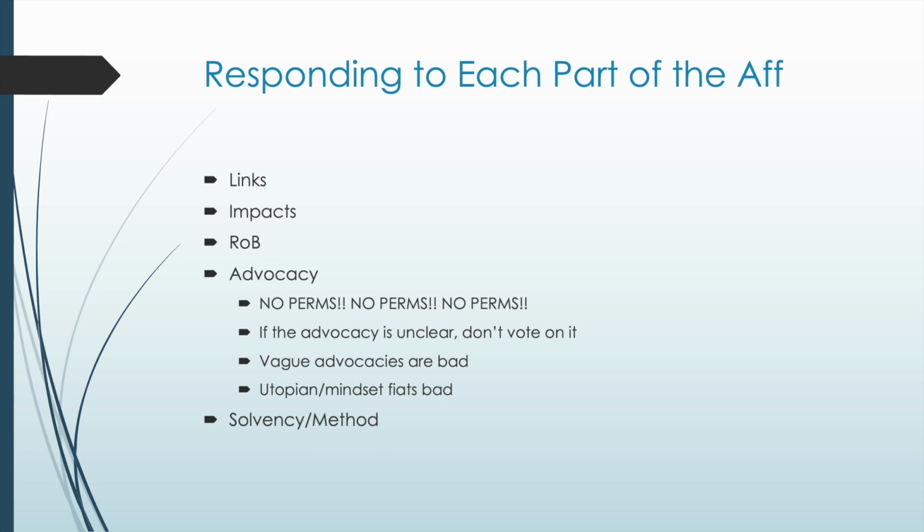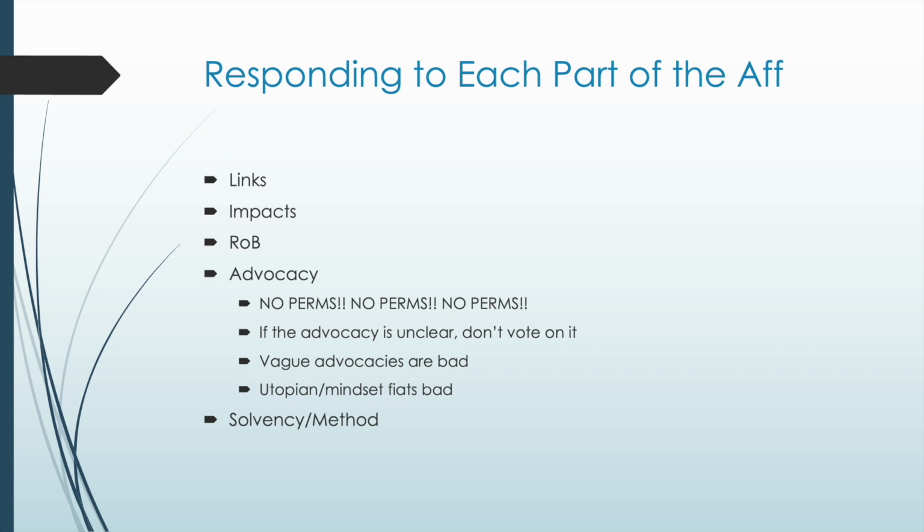Like, if the advocacy is unclear, don't vote on it. If you don't understand what the aff does, there's no reason for the judge to vote for it. Or vague advocacies are bad, because if we don't really know what the aff does, it can change what it is in later speeches, and that's theoretically unfair and uneducational, because we can't have proper clash.